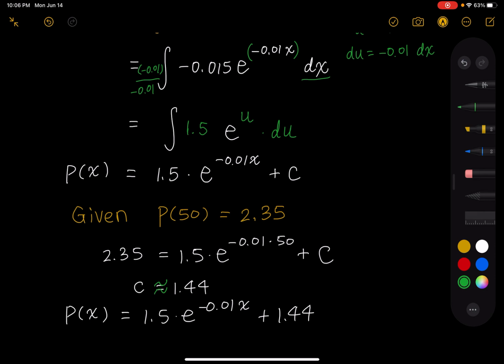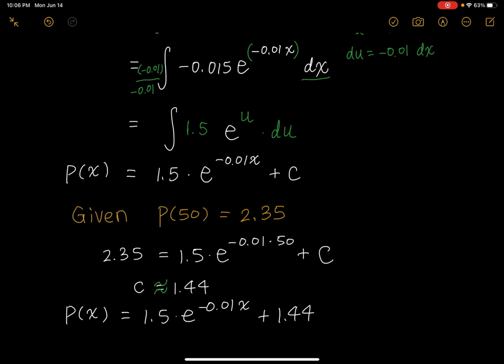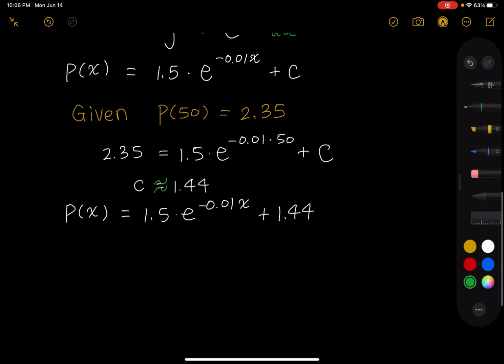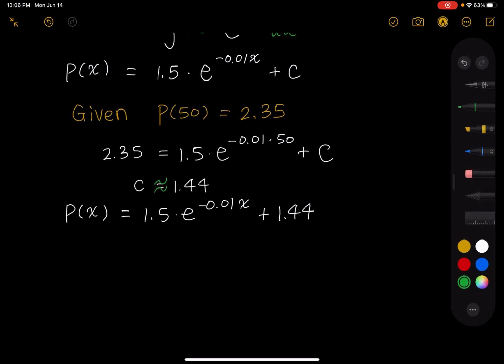So now we are able to solve our problem. What the question is asking is, what is the price if you sell 100 tubes per week? So all you need to do is plug in 100 into the equation, okay? So in that case, we'll get the price to be approximately 1.99.